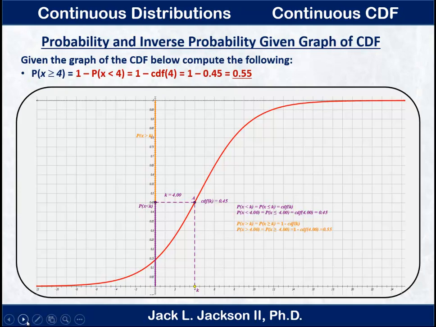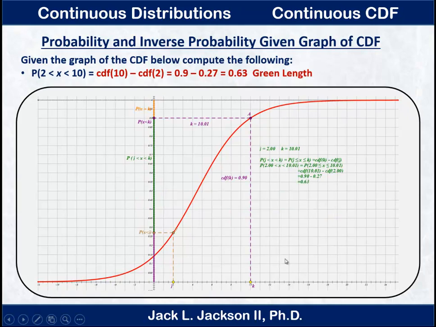Okay, the next one, we want to find the probability x is between 2 and 10. See if you can figure that one out before you go on. The probability that x is between 2 and 10. Well, the way we can do that is CDF of 10 minus CDF of 2. In other words, it's the probability that x is less than 10 minus the probability that x is less than 2. So that's CDF of 10 minus CDF of 2. In other words, the y value when x is 10 minus the y value when x is 2.